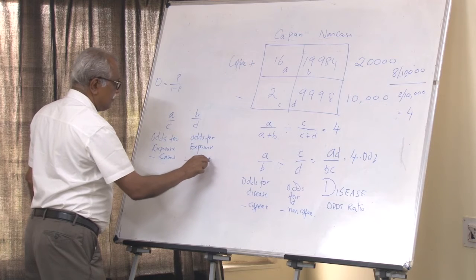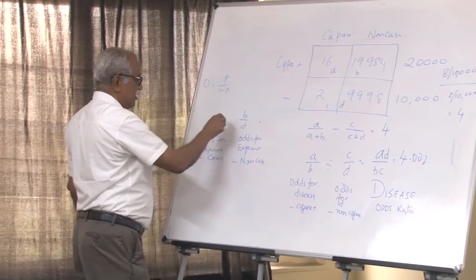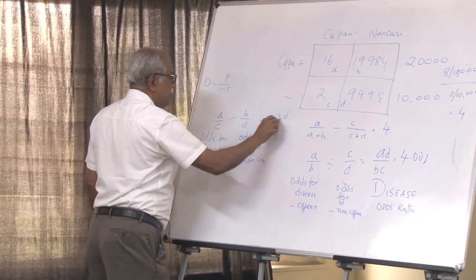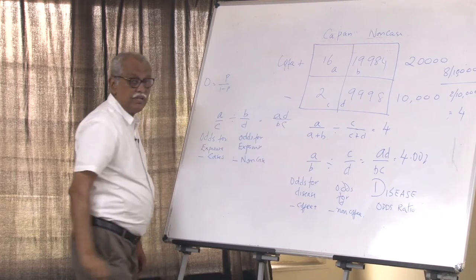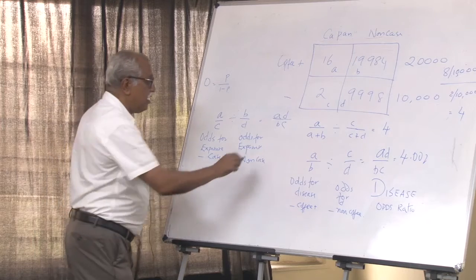And when you do the division, A by C divided by B by D, you get AD by BC. And this, again, is a new odds ratio. This is called exposure odds ratio.